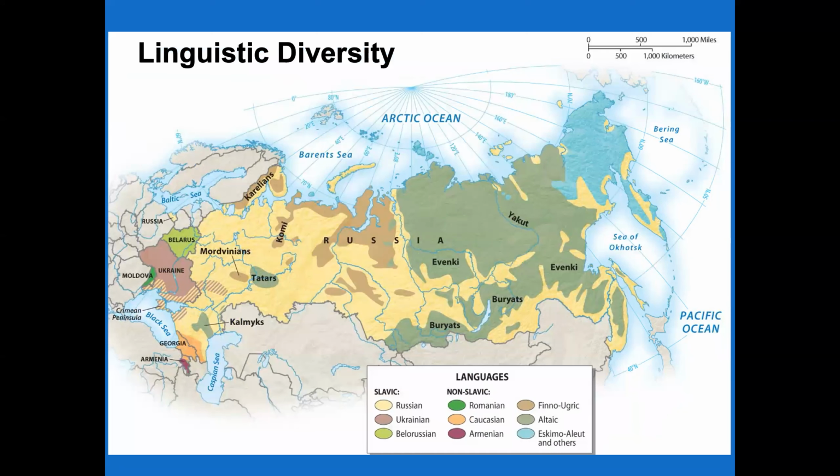Linguistically, obviously, the majority of people speak Russian, anything in the yellow. But as you head further east, into what we call Siberia, it is mostly a language that is Altaic or Eskimo, meaning more native. It doesn't mean they don't speak Russian, but they rather speak their own native language. So you go more Slavic here and less so as you head east.